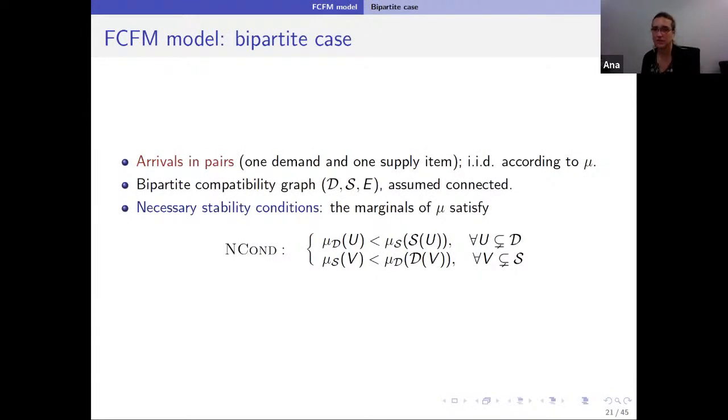It's very nice that you have a question on the bipartite case. That already answered this slide. We have now arrivals in pairs according to some measure mu. We do not require that there is independence between the supply and demand class, but there is an IID assumption in time. We are assuming that we have a connected bipartite graph. And here, the necessary stability conditions are the Hall marriage theorem condition, but with strict inequalities.